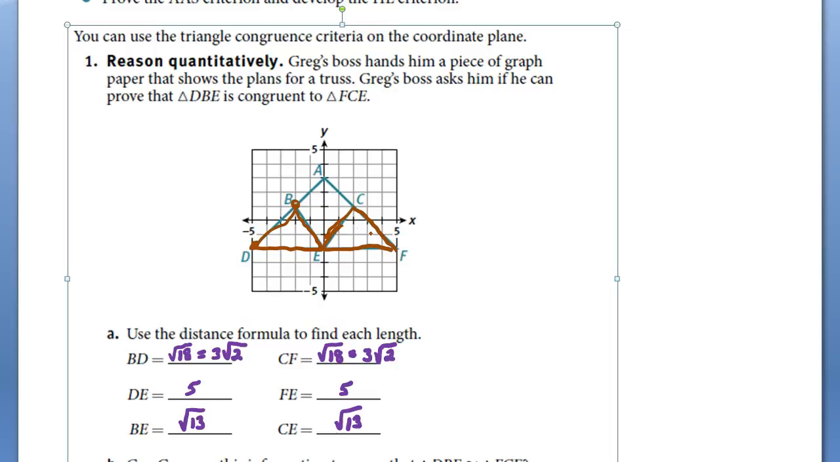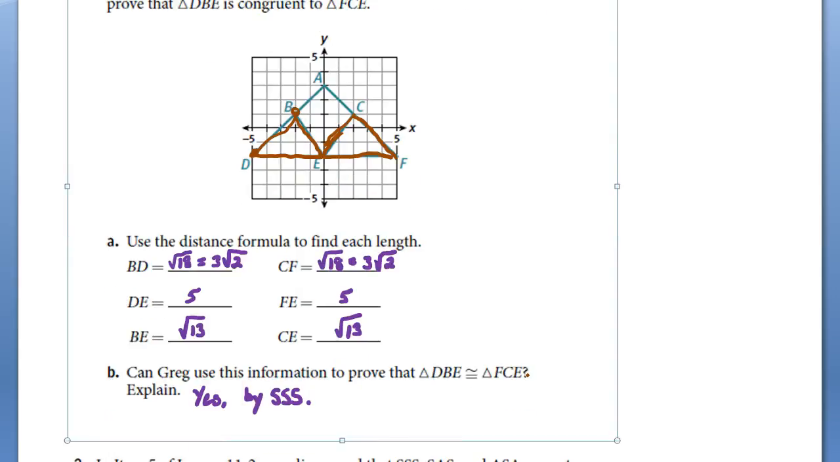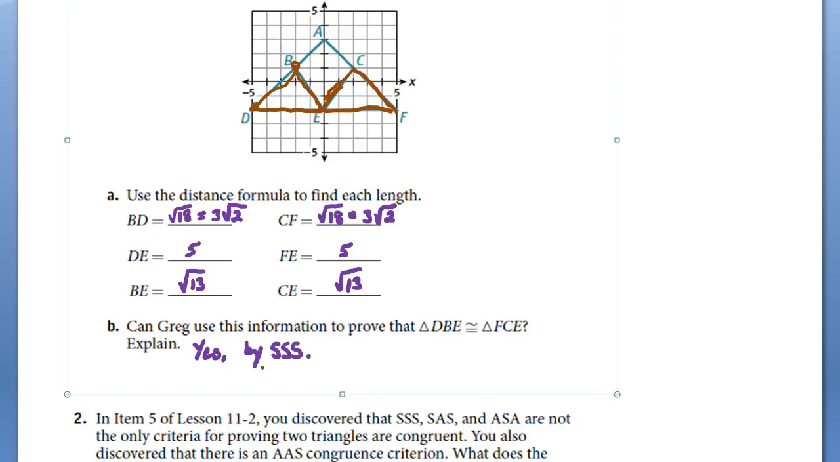Now over on this triangle, when we find distances, we get those same results: the square root of 18 and 5 and the square root of 13. So question B, can Greg use this information to prove that they are congruent? Yes, he can. He can use SSS as his justification.